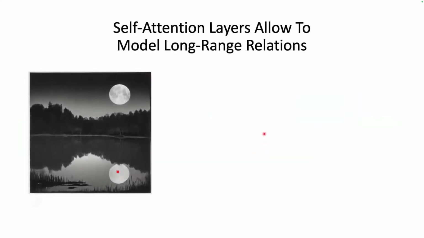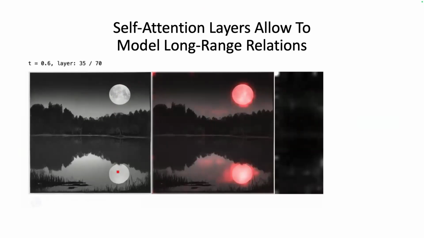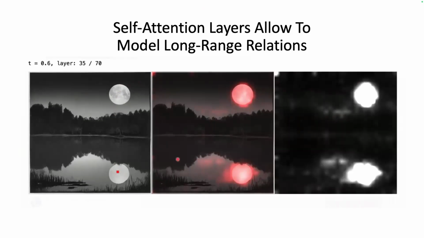So a nice example that shows the power of an attention layer, specifically for generating images, I think, is this example. So here we see a moon above a lake, and we see that the moon is reflected in the lake. And if we look at the attention map of this red point on the reflection of the moon, we get something like that. This is, of course, in a specific layer, in a specific time step.